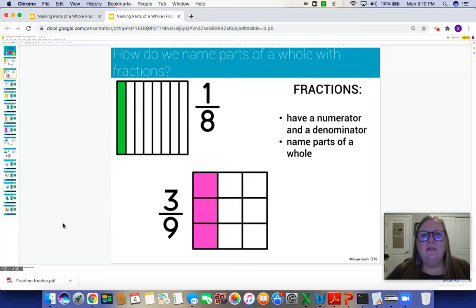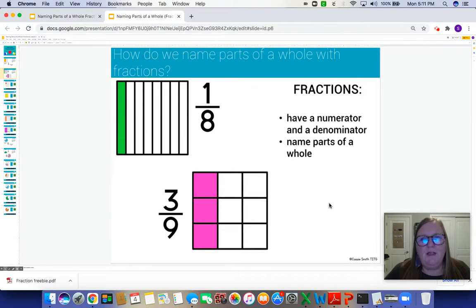Again, we can look at this example. The numerator is the top number, and it tells how many pieces are shaded in. So in the fraction shape at the top left, you will notice that there's 1 piece shaded in, and then there are 8 total pieces. So it would be 1/8. Each one of these pieces is 1/8, the next one's 1/8, and so on, and they have 1/8 colored in.